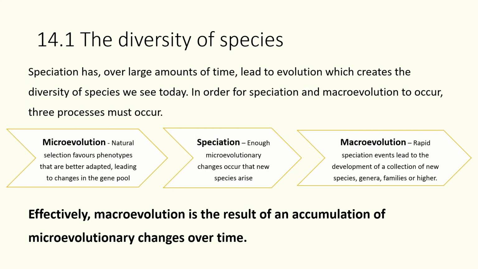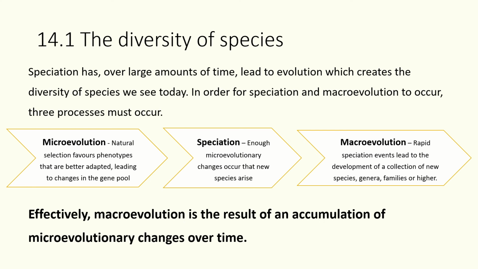So if we have a look here, how does microevolution lead to speciation, etc.? Well, this is all happening over time, and it's all to do with an accumulation of changes. So we know that microevolution is when natural selection favors certain phenotypes that are better adapted. Okay, we remember that. And that leads to changes in the allele frequencies of the gene pool. Now, if that builds up over time and we end up with populations that become increasingly different in terms of their gene pool, then we end up with speciation. So there's enough microevolutionary changes building up that it results in a new species. They've now changed so much, they're reproductively isolated. The end result of all of this is macroevolution.